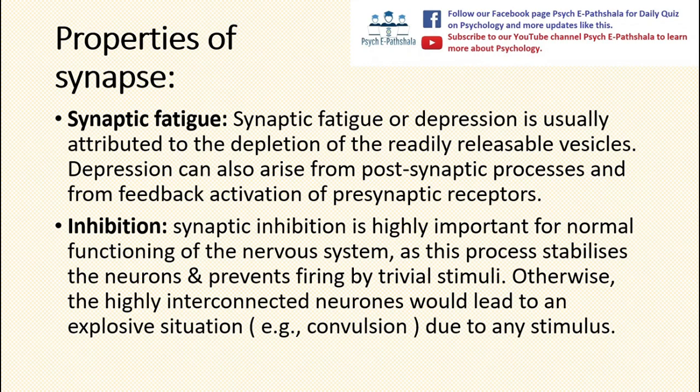The next property is inhibition. Synaptic inhibition is highly important for normal functioning of the nervous system, as this process stabilizes the neurons and prevents firing by trivial stimuli. Otherwise, the highly interconnected neurons would lead to an explosion situation or convulsion due to any stimulus. The inhibitory property of a synapse makes sure that not all impulses are carried on to the next neuron.